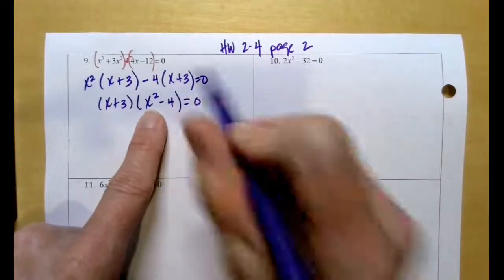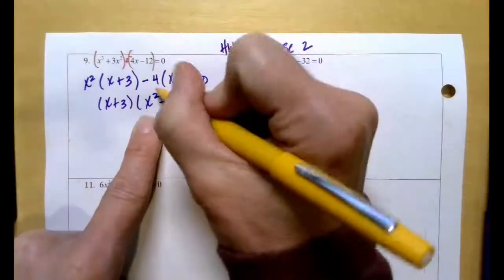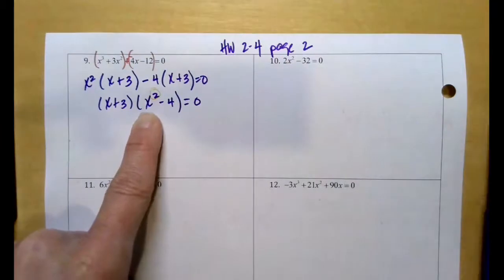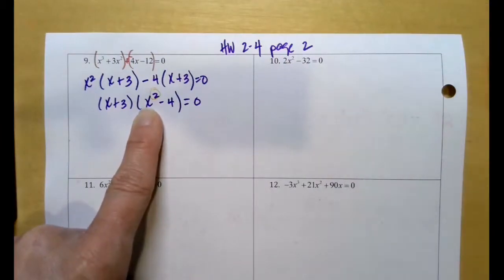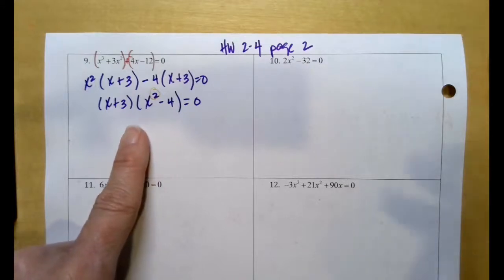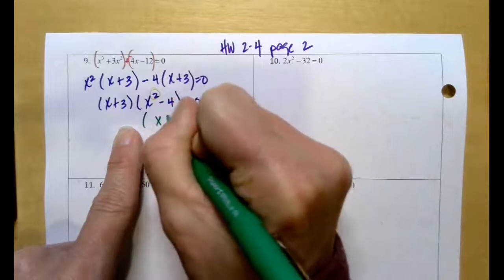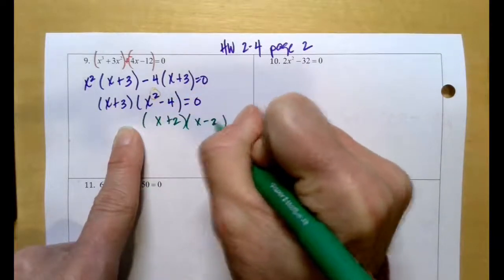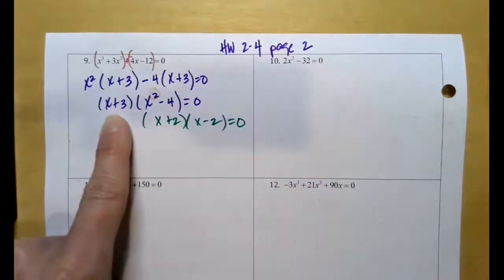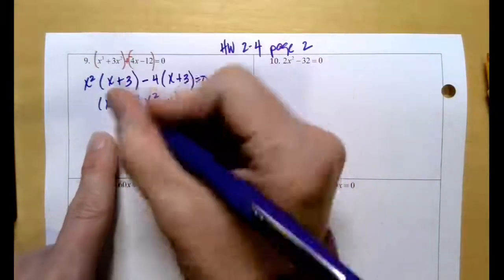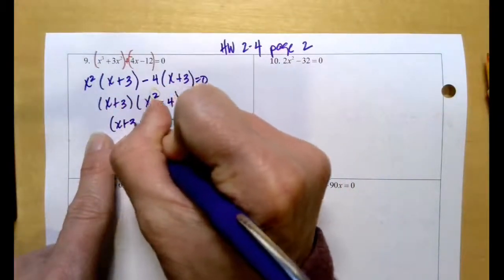What we have to do is anytime we're left with something other than a variable or an exponent of 1 on our variable, we have to see if we can keep factoring. So this is a difference of 2 perfect squares. And I know it's going to factor into plus 2 minus 2. So guess what? We're going to remember this factor too.